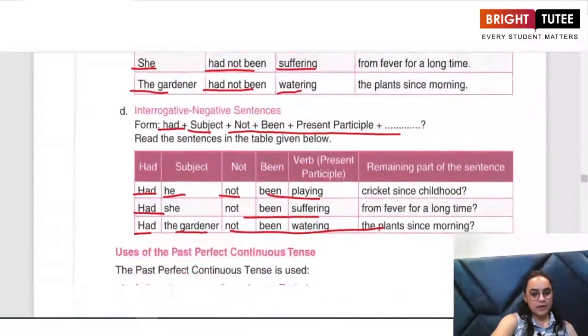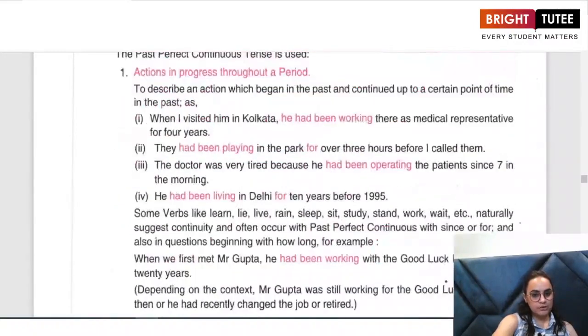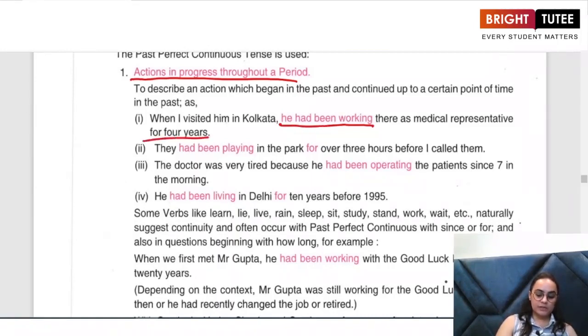So now let us look at the usage of the past perfect continuous tense. The first usage is that we talk about actions which were in progress throughout a period. Those actions which were in progress throughout a period, we use the past perfect continuous tense for them. For example, when I visited him in Kolkata, he had been working there as a medical representative for 4 years. So in the past, the action continued for a long period of time.